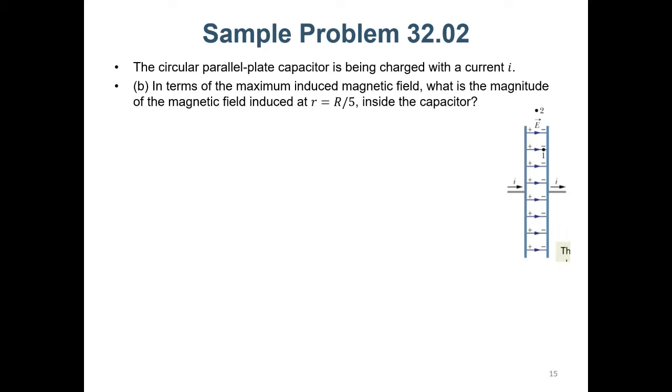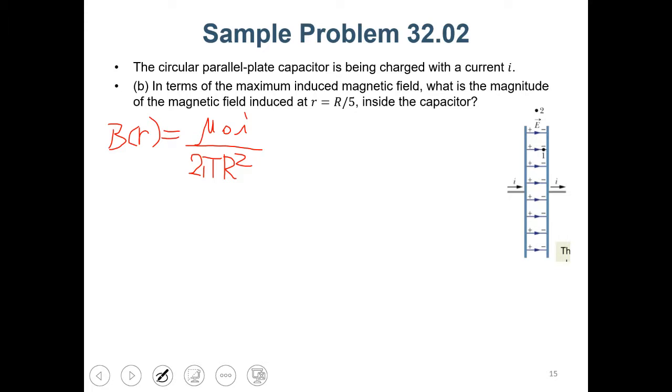Okay, so we have B of R equals mu 0 I over 2 pi R squared, times R. Which means it is actually proportional to R, because this is constant.